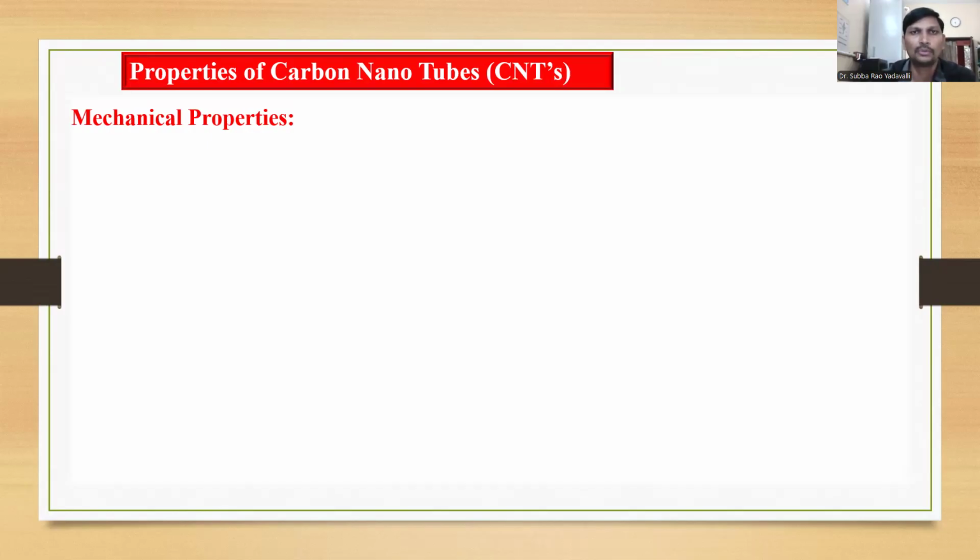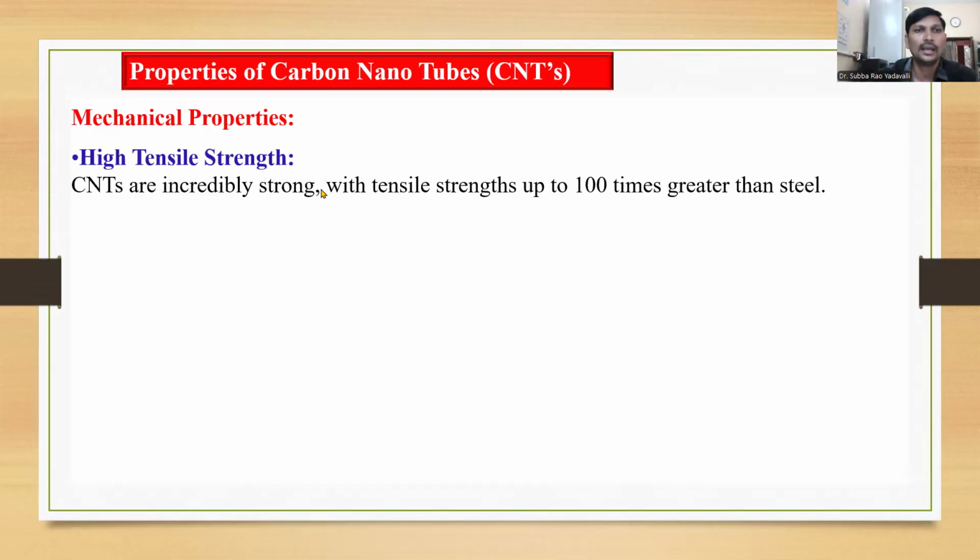In this video, I'm going to explain properties of carbon nanotubes and applications of carbon nanotubes. These are mainly categorized as mechanical properties, electrical properties, thermal properties and other properties. The first one is the mechanical properties. First one is the high tensile strength. Carbon nanotubes are incredibly strong with a tensile strength up to 100 times greater than that of steel. That means these have high tensile strength.